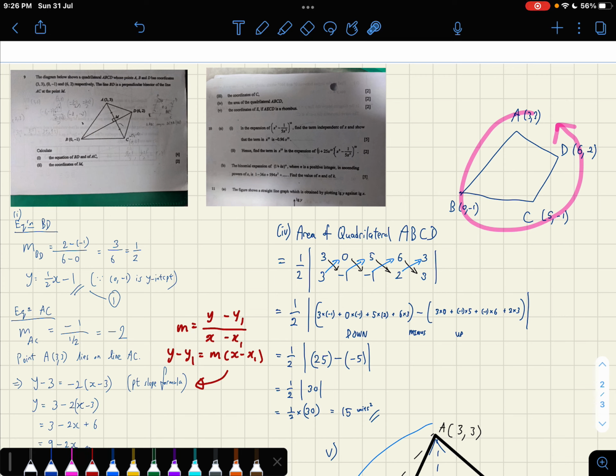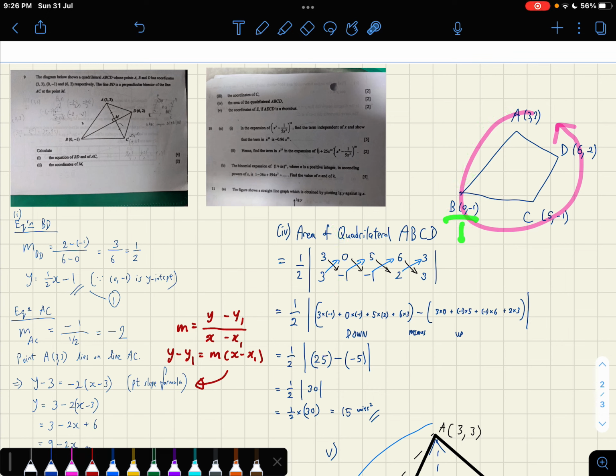And what I do is write down the coordinates in a table format. Starting from point A, 3, 3, I write down 3 on top, 3 below. The x is on top, the y is below. Then I go to the next point. After A is B, anti-clockwise. So 0, negative 1. The x coordinate is 0, the y coordinate is negative 1. So I put down 0 at the top, minus 1 at the bottom.